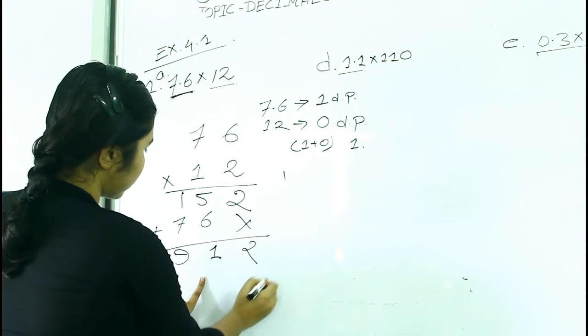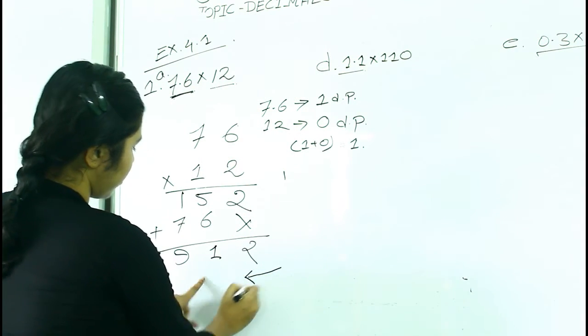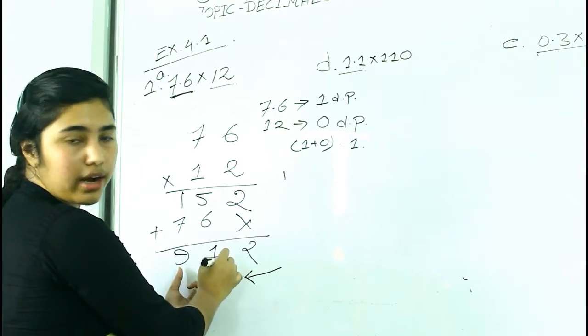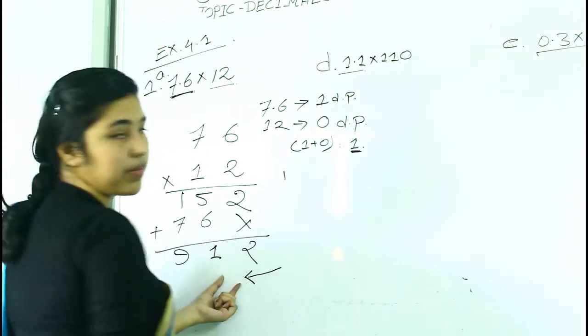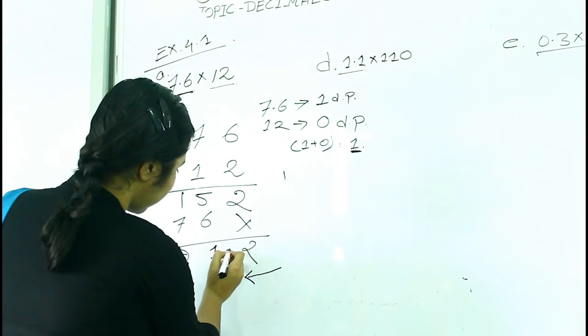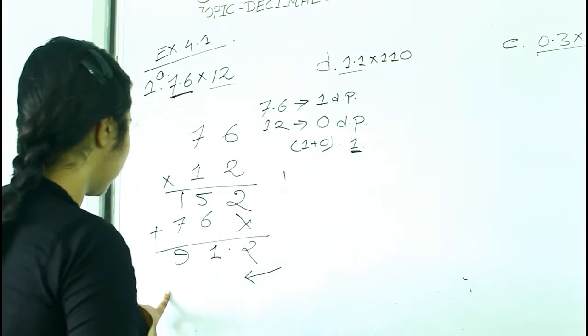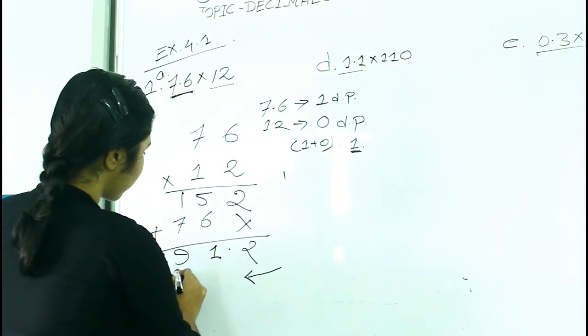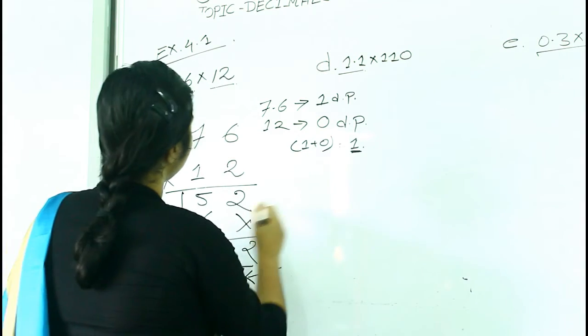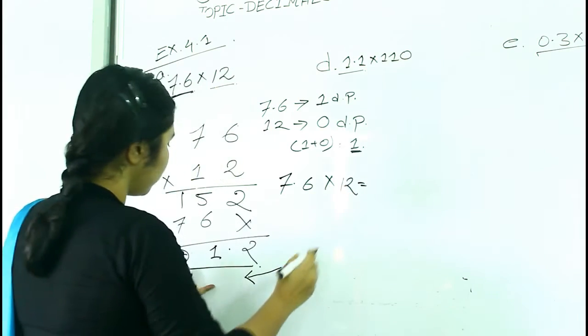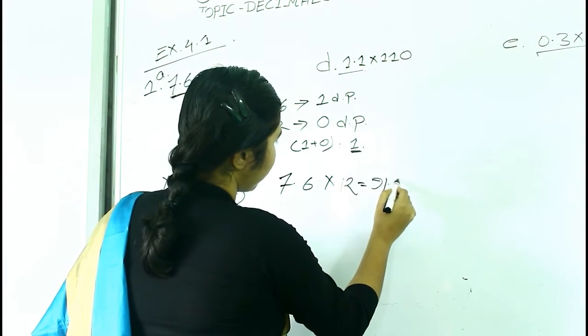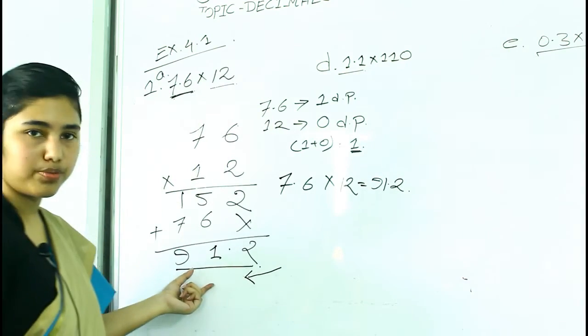Now insert the decimal point in the product from the right at 1 decimal place. At what? 1 decimal place. So our answer, 7.6 into 12, is equal to 91.2.